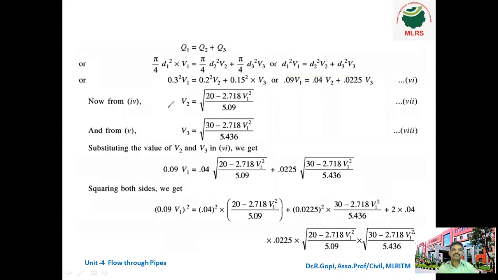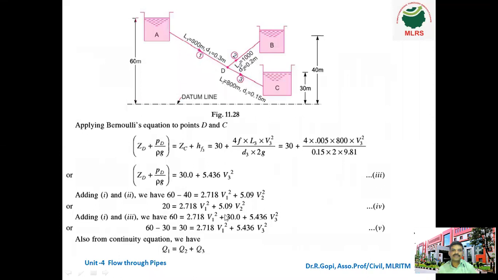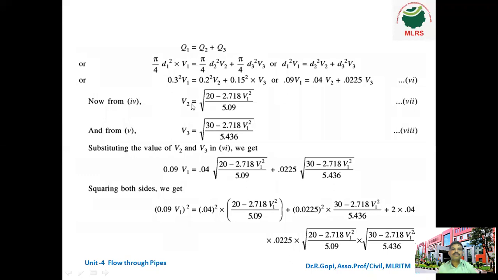Now, from equation number 4, 20 is equal to 2.718 V1 square plus 5.09 V2 square. Now I need V2 only. That is the next step. Keep V2 on the left side and transfer all other things to the right side. Finally we got V2 equal to root of 20 minus 2.718 V1 square divided by 5.09.